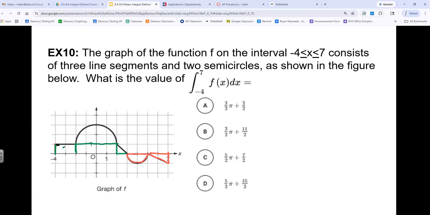So some of these are easy to find. That is 2. This is 4. This is 1/2. The semicircle, how do we find the area of a circle? Pi r squared. What's the radius of that circle? 2. So pi 2 squared, which gives us 4 pi, but it's only half of the circle, so we need to divide it by 2. So we'll get this part right here is 2 pi.